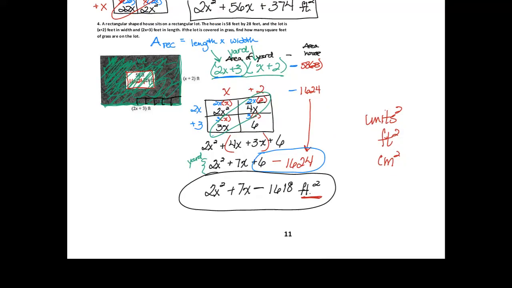Any question about why we subtracted the area of the house? So we found the whole yard, which was rectangular, and that covered grass that was underneath the house, and then we took away and subtracted the area of the house itself because that really doesn't count as yard, that's your house. So we subtracted this area right here. Any questions at all?